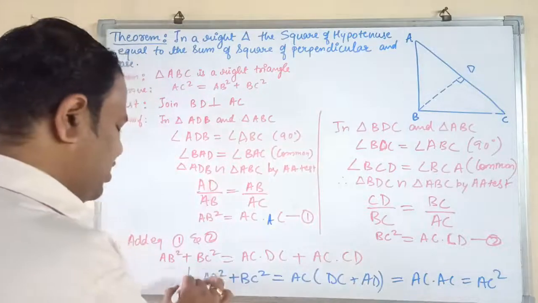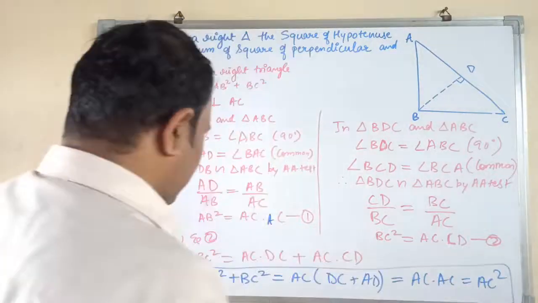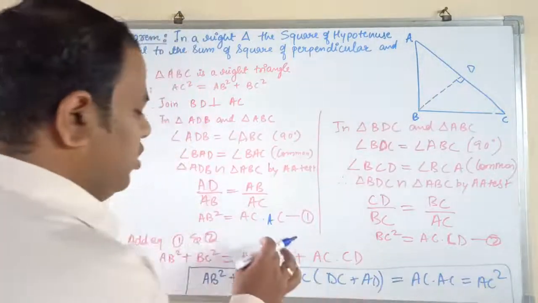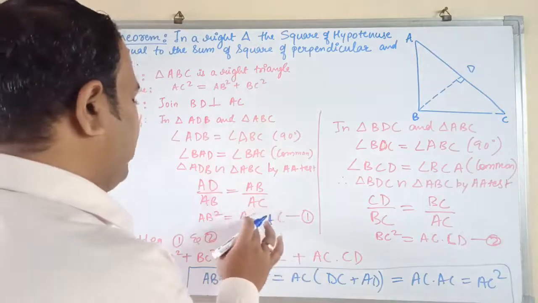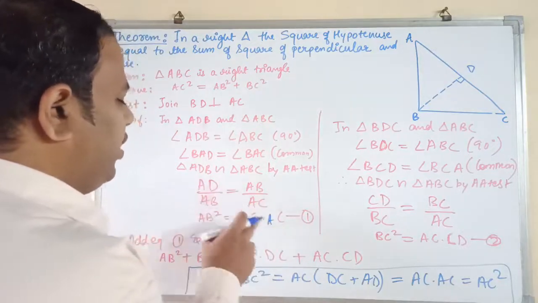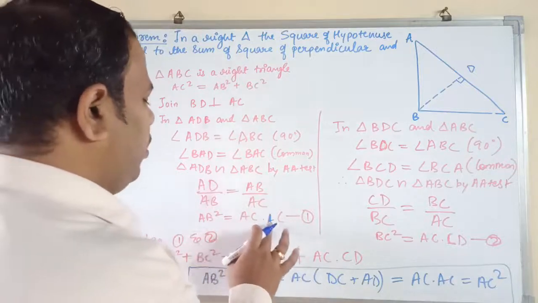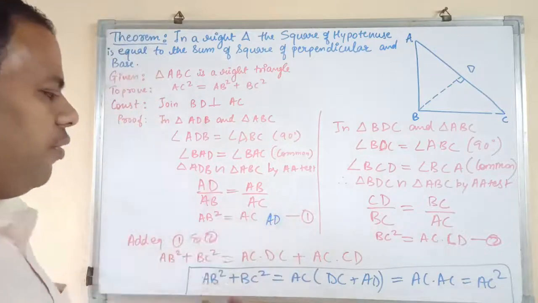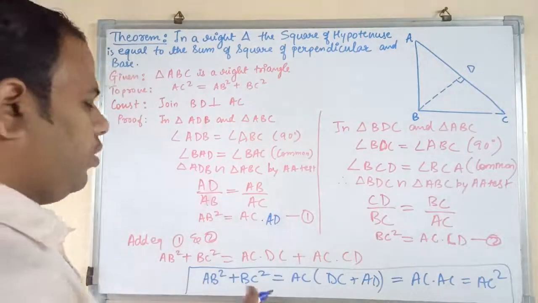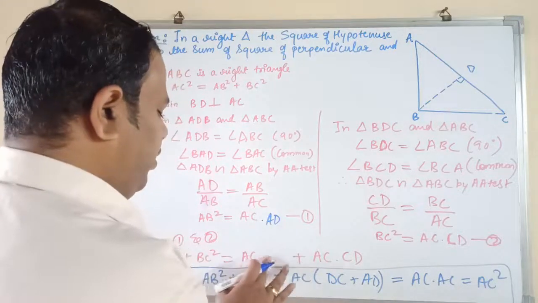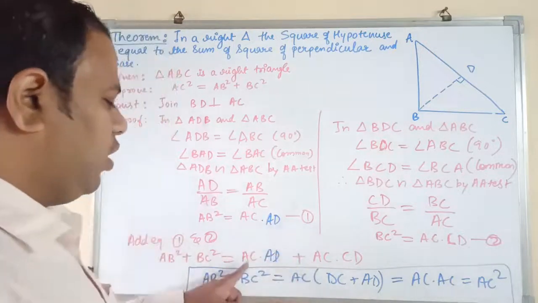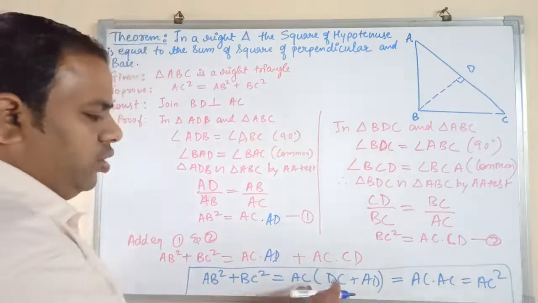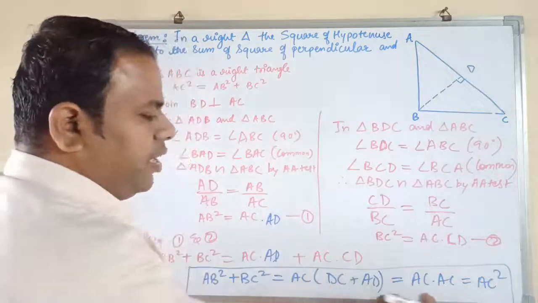So you can see here in this last line what we have got, that is AB square plus BC square is ultimately equal to AC square. Here it is AD into AC, remember AD into AC was there, let me correct it. Now it's okay. So here AC into AD. So now we have to take the common AC. So AD plus CD, here you can see accurately it came. So AD plus CD is AC now. So AC multiplied by AC is AC square.